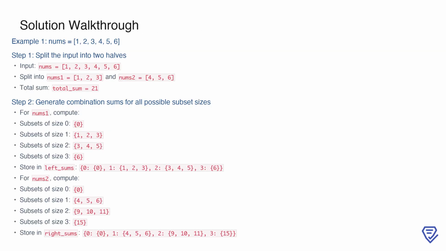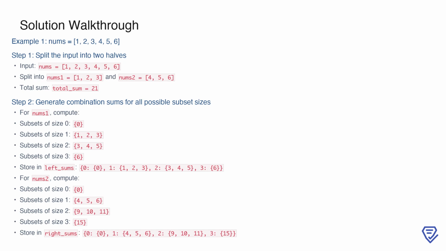To solve this problem, we start by splitting the input array into two halves. For example, given nums as 1, 2, 3, 4, 5, 6, we divide it into nums1 as 1, 2, 3, and nums2 as 4, 5, 6. The total sum of the array is calculated as 21. Next, we generate all possible subset sums for each half.